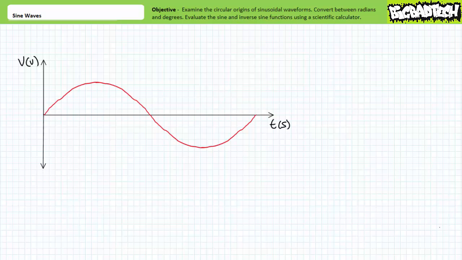Today's topic of discussion is sinusoidal waveforms. Our objective today is to examine the properties of both circles and sine waves. We'll learn the significance of radians and degrees and learn to convert between these two positional measurements. We'll examine the circular origins of the sine wave and learn to calculate the sine function at different angles. Additionally, we'll learn how to perform both the sine and inverse sine using a scientific calculator.